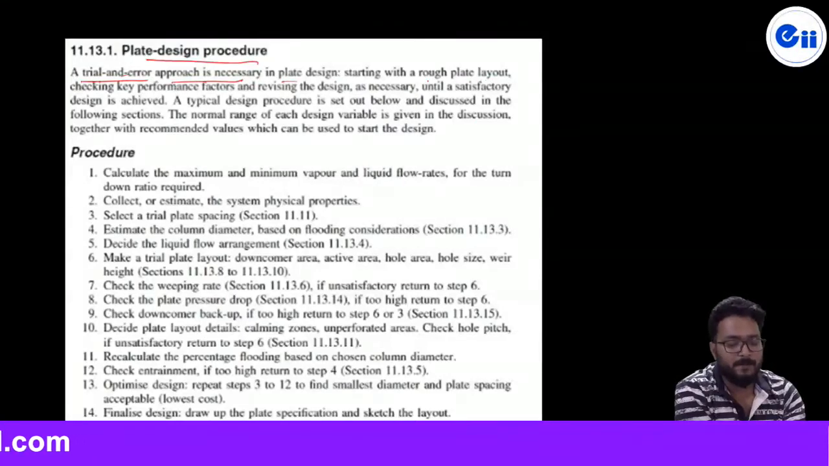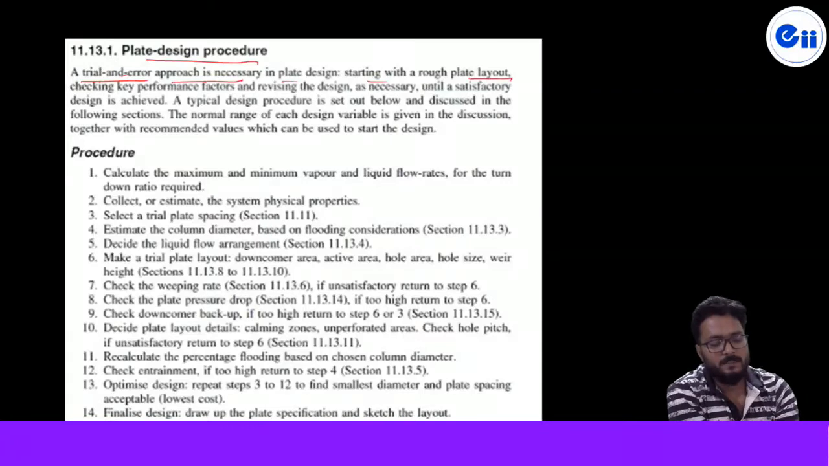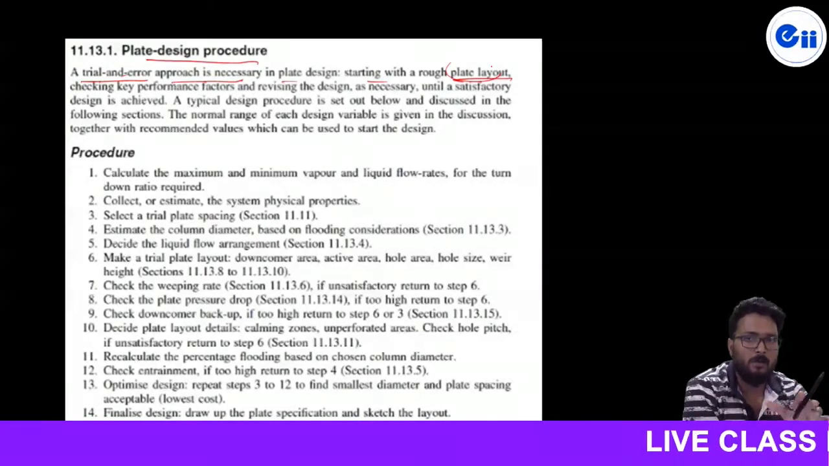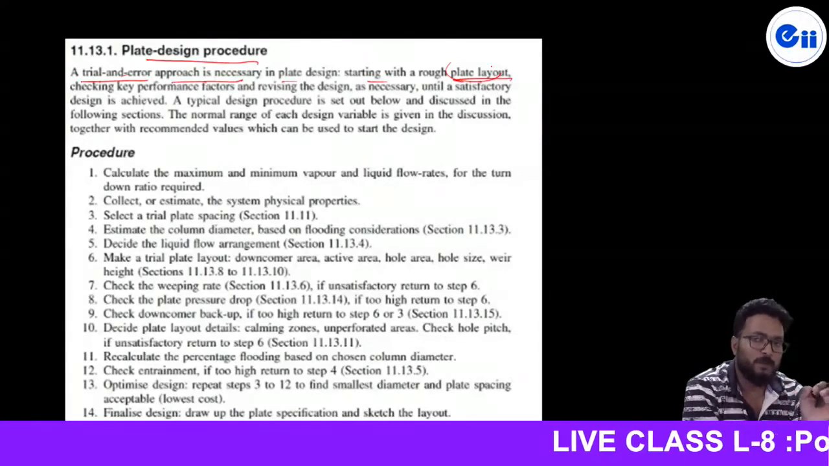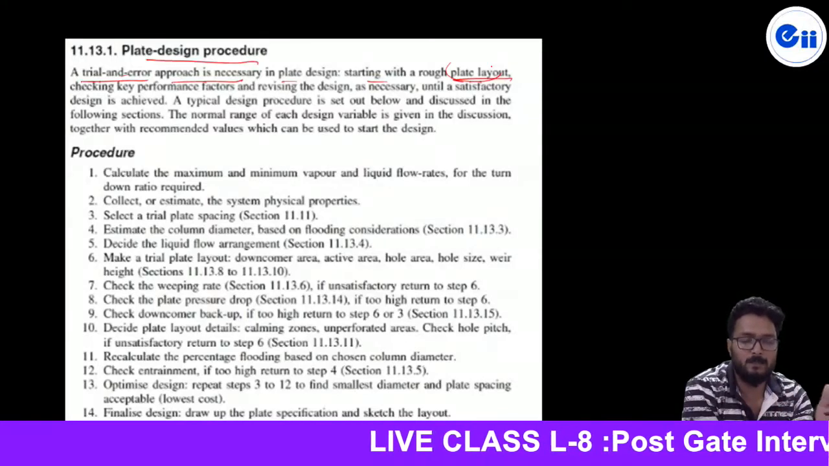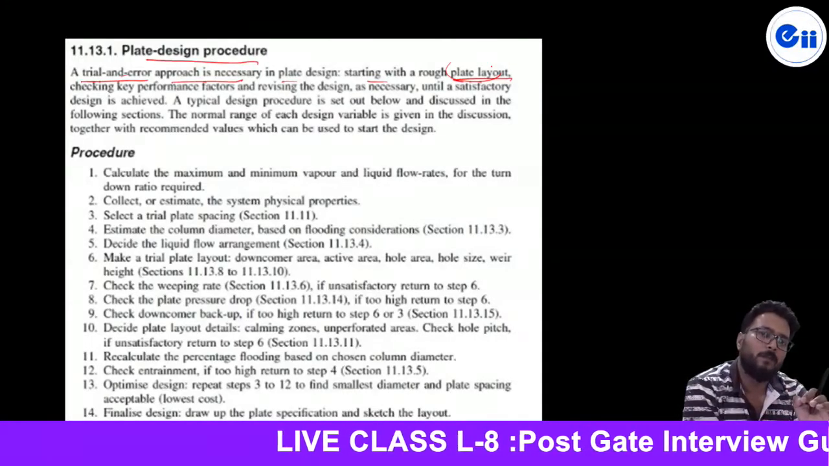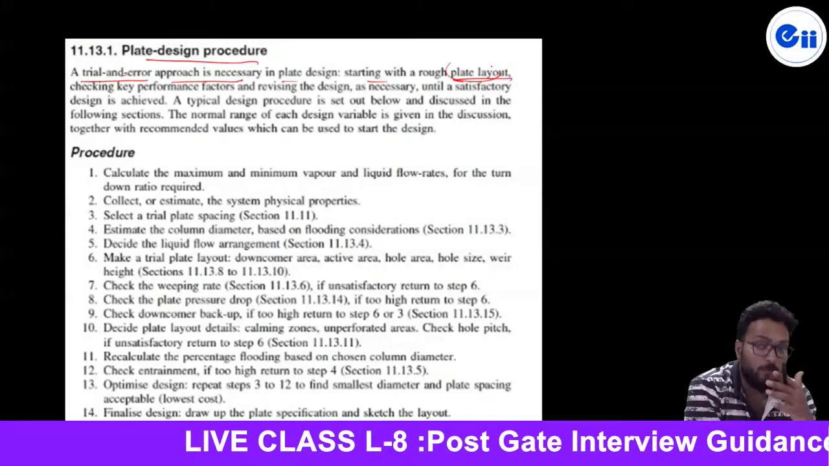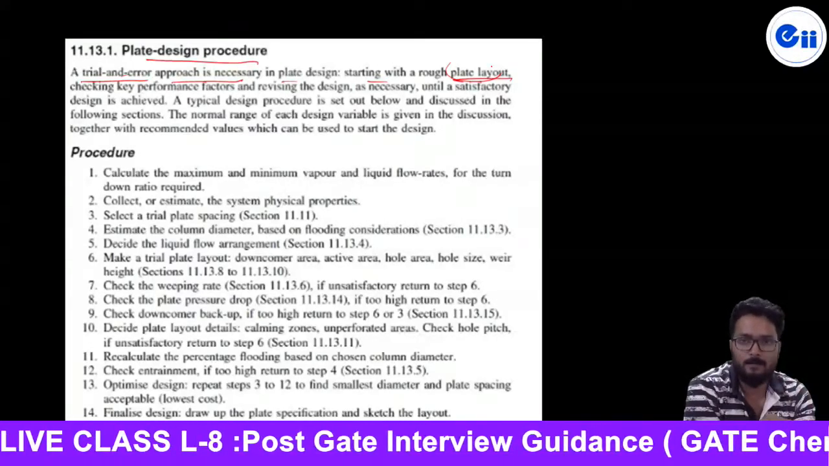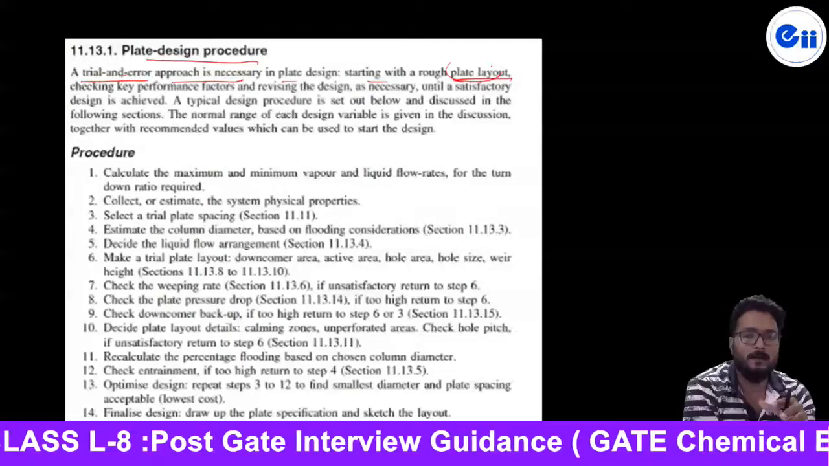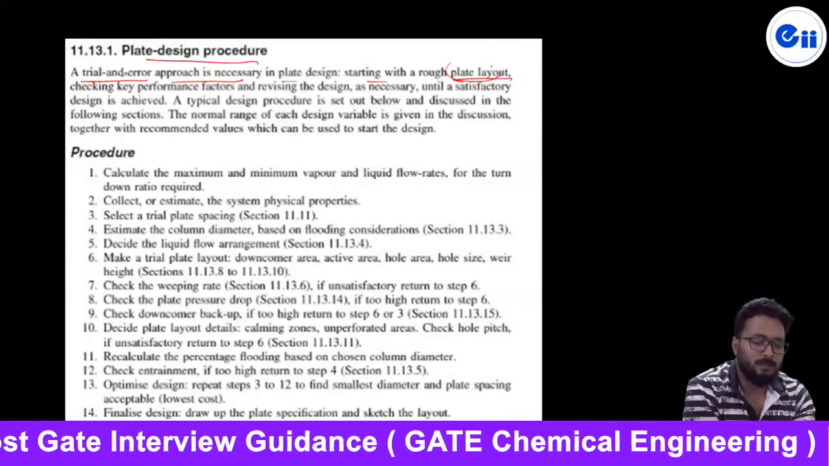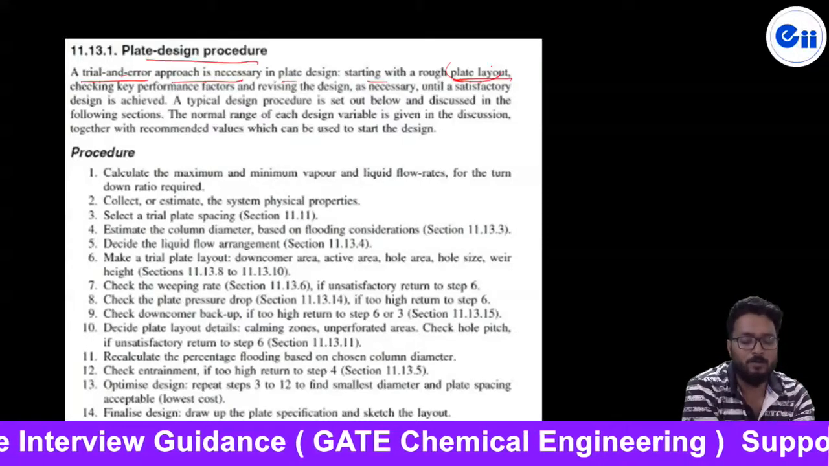Starting with a rough plate layout means deciding what the diameter of the plate should be and what the hole diameter in the plate should be, whatever plate it is, sieve plate or bubble cap. So what should be the diameter? How many holes should there be? What should be the hole area? What should be the perforation area? What should be the column area? And what should be the downcomer area? All this is called the plate layout.